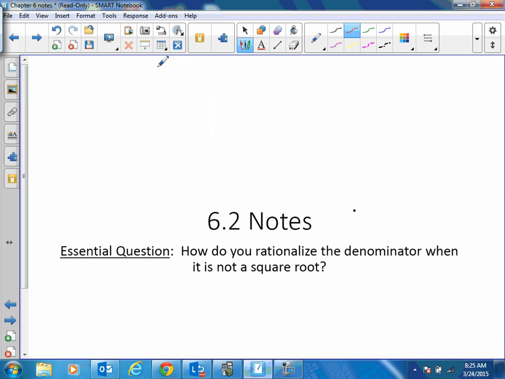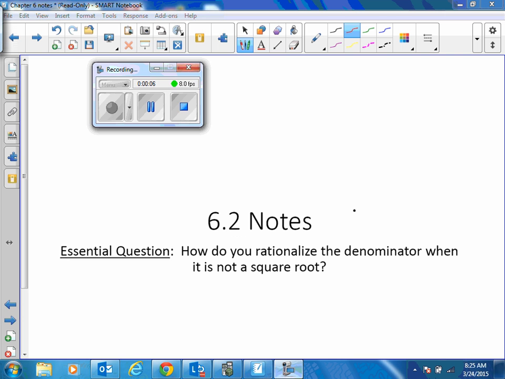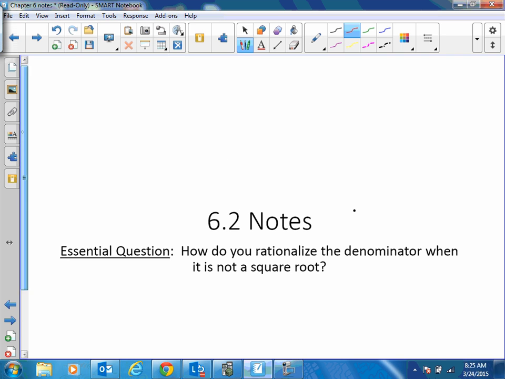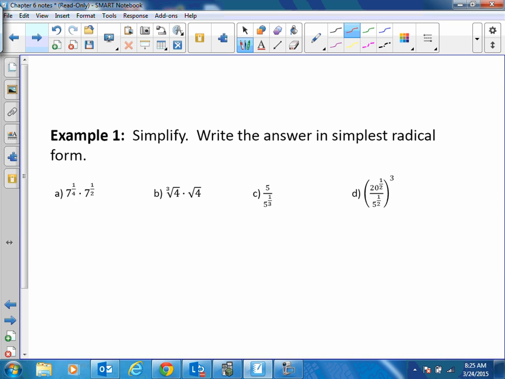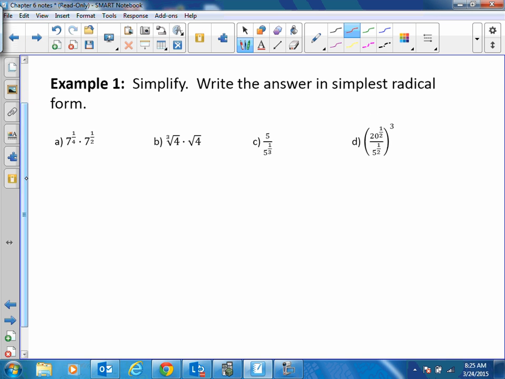Right, 6.2 notes. How do you rationalize the denominator when it's not a square root? Some of the sections feel a little bit tough. We'll talk about how to do that.